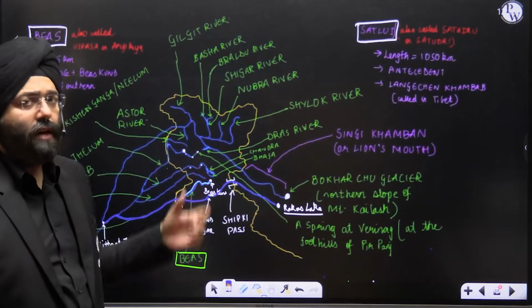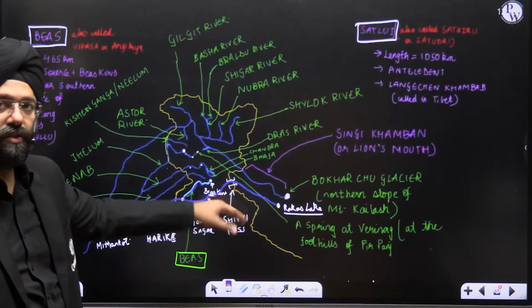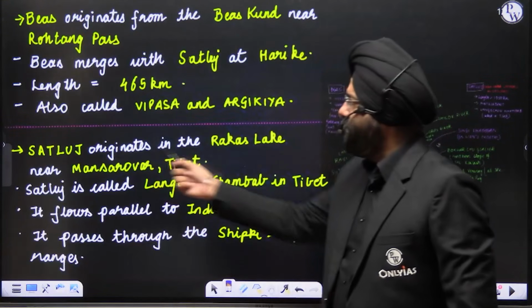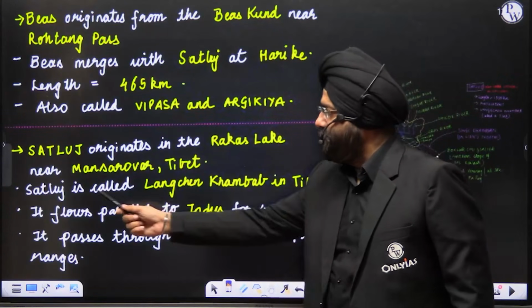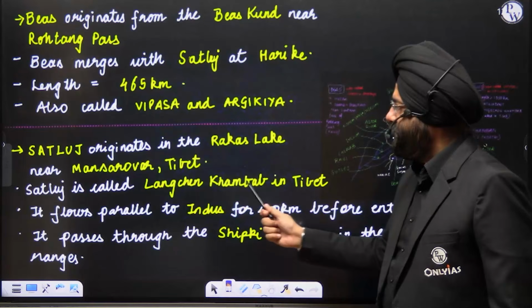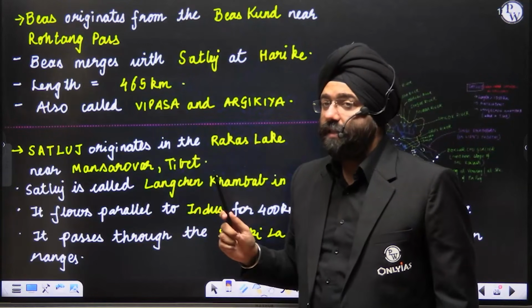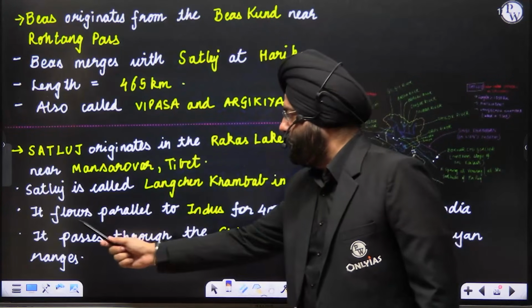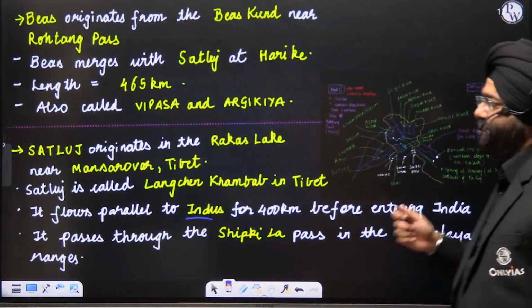That is why it is 1050 kilometers. Now, let's understand the dimensions of Satluj river. See here. Satluj river originates in the Rakas Lake near the Mansarovar Lake in Tibet. Satluj is also called Langchen Khamban in the Tibetan region, because you very well know that Satluj is an antecedent river, right? It is an antecedent river. It flows parallel to the Indus for 400 kilometers before entering India. So this again becomes important.